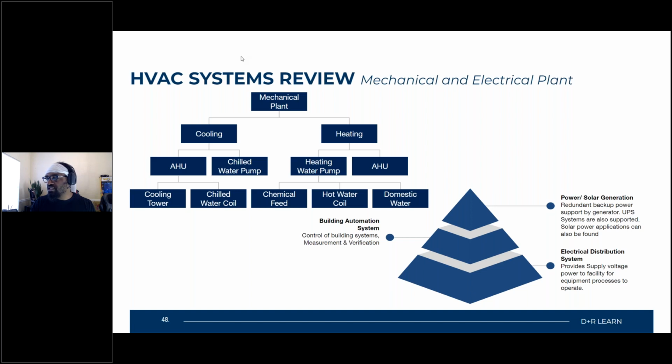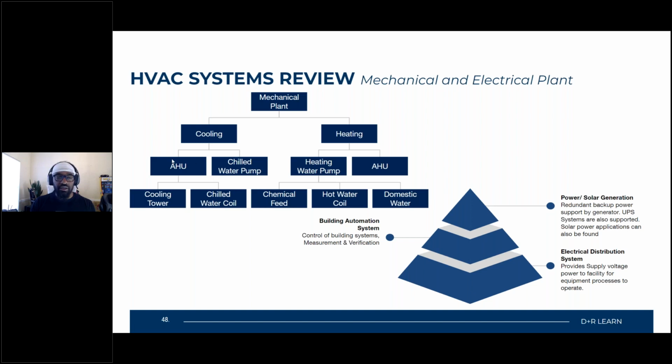You also have your cooling tower, your chilled water coils, which will be part of your air handling system, and also any chilled water pumps when you're talking about cooling within your facility system. Now, on your heating side, you're going to have some of the same types of equipment, such as your heating water pump and also your hot water coil. But you may also have a chemical feed on your heating system in order to maintain the pH balance of your overall heating water loop.